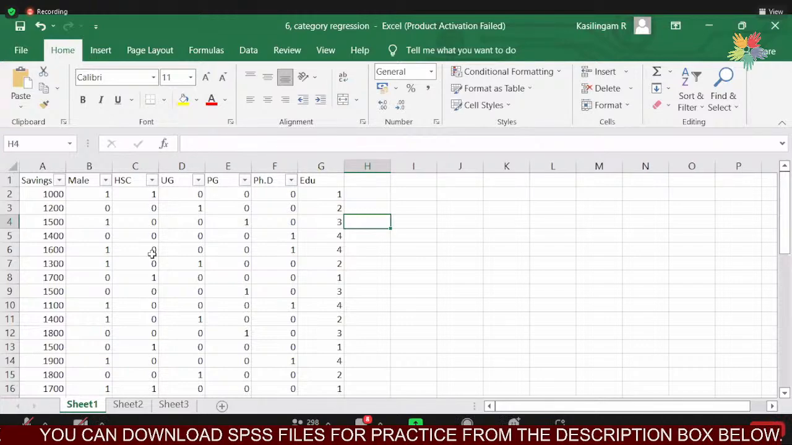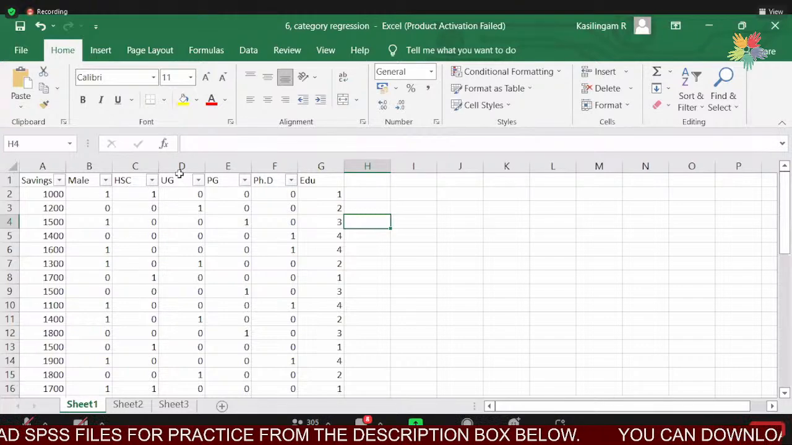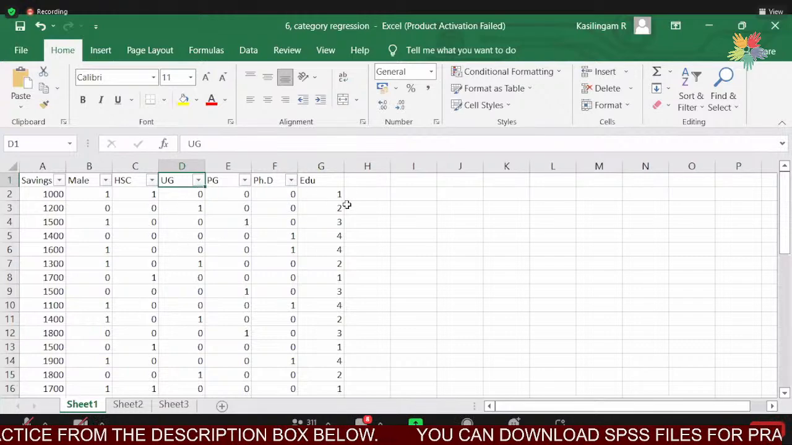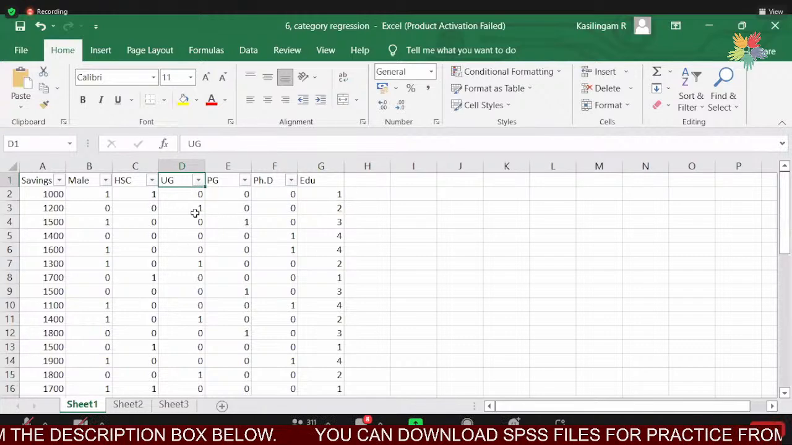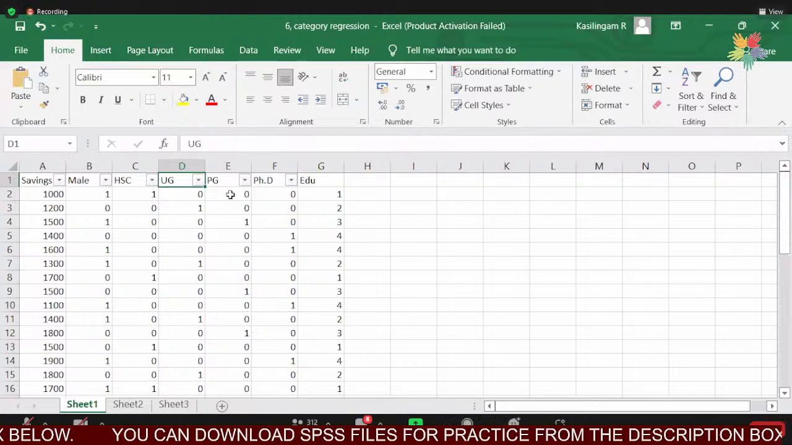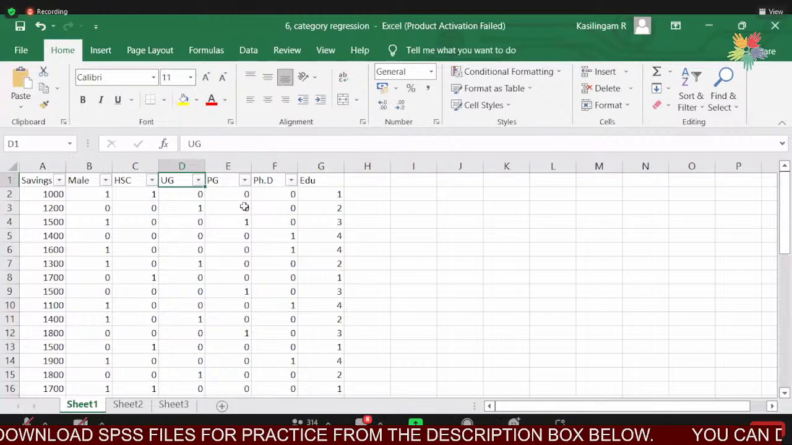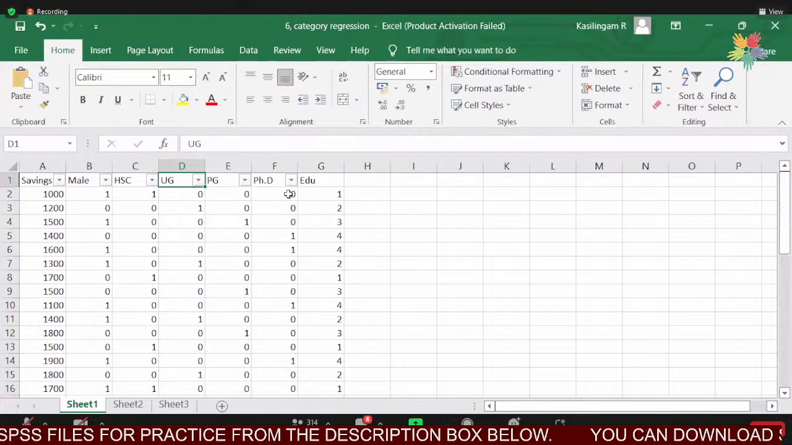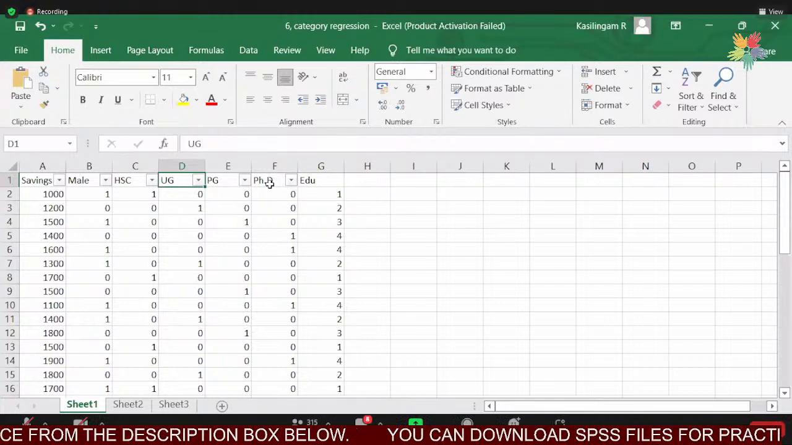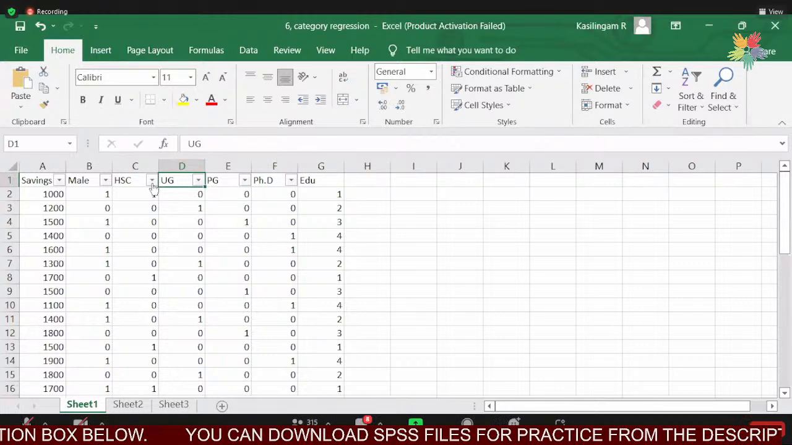Now, see, first is the HSC dummy, second is the UG dummy. If he is a UG, I will put 1, all others 0. So for the second, 1, all others 0. Here also second, so 1, all others 0. The third one is a PG qualification. Whenever there is a 3, I will put 1, all others 0. Now the fourth is a PhD qualification. That is the reference category, so I should not create it. Only 3 dummies.